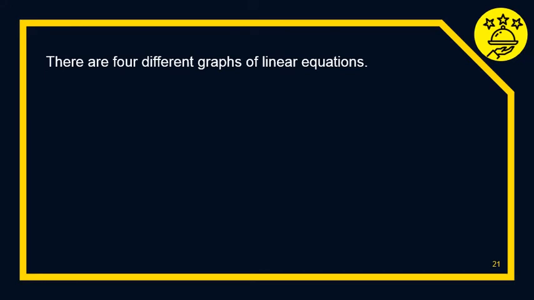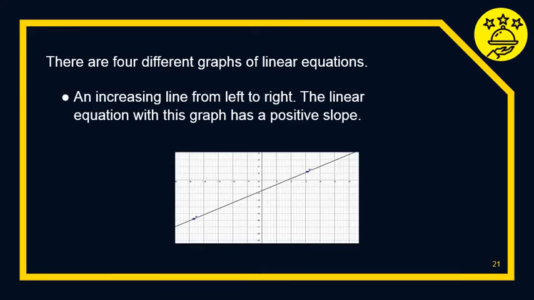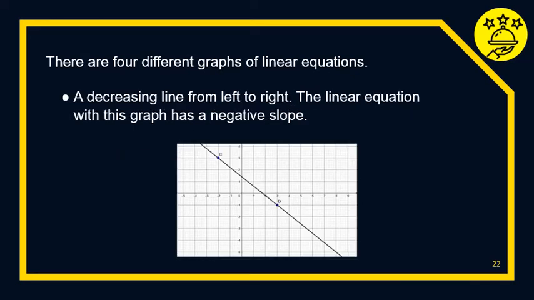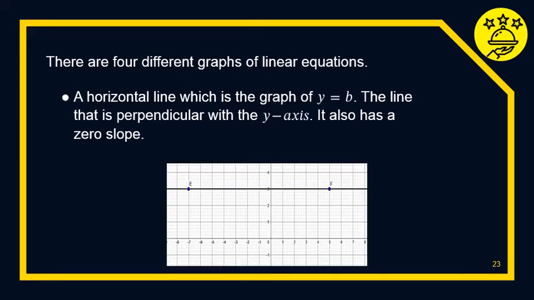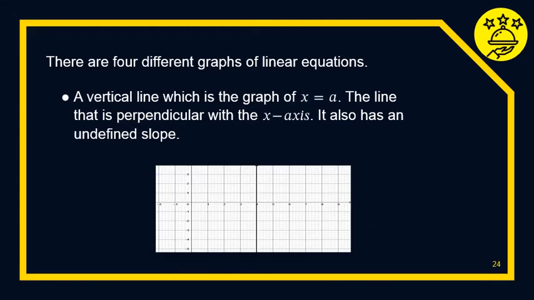There are 4 different graphs of a linear equation. First, an increasing line from left to right. The linear equation with this graph has a positive slope. Second, a decreasing line from left to right. The linear equation with this graph has a negative slope. Third, a horizontal line, which is the graph of y equals b. The line that is perpendicular to the y-axis also has a 0 slope. Fourth, a vertical line, which is the graph of x equals a. The line that is perpendicular to the x-axis also has an undefined slope.